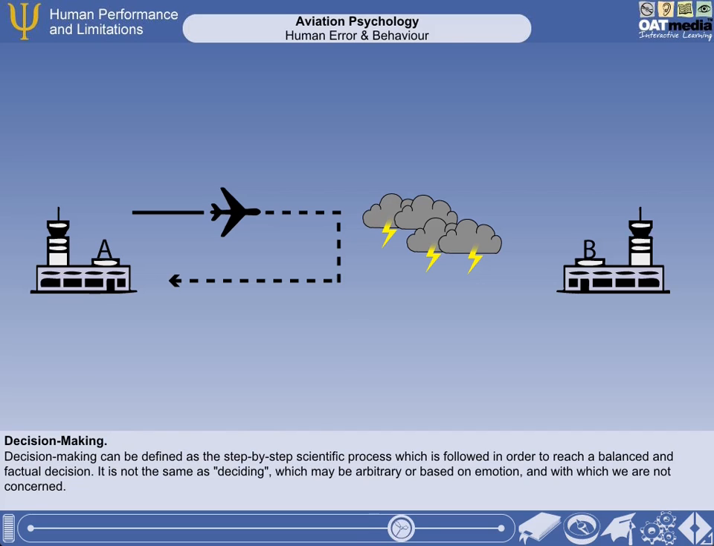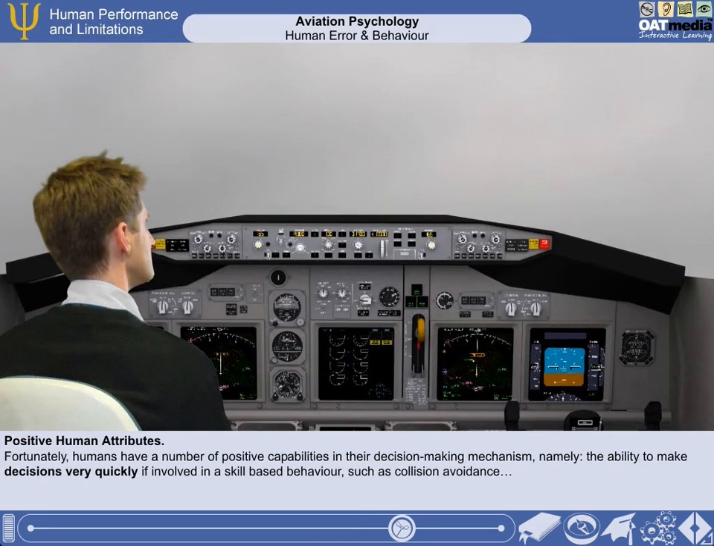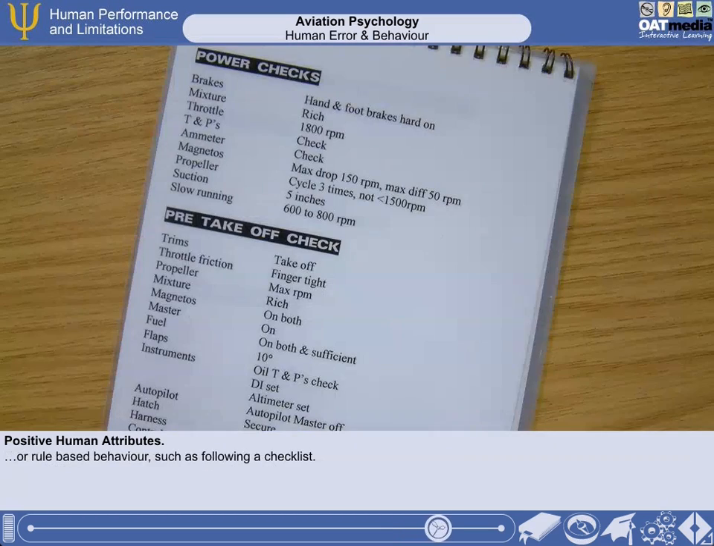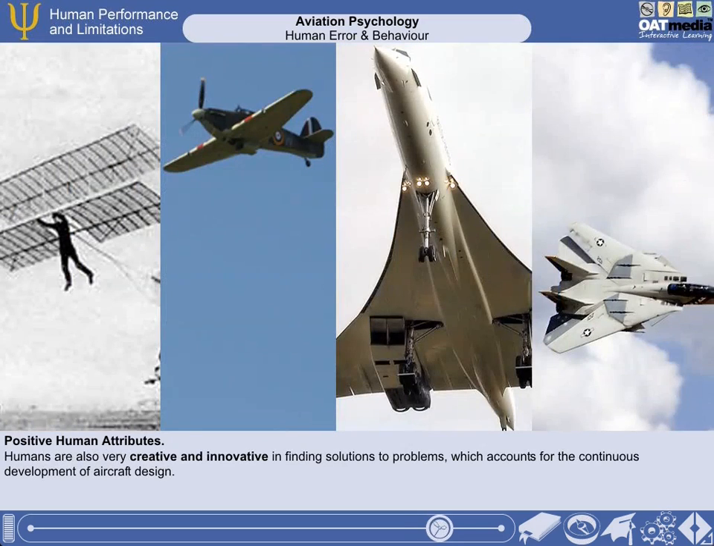Fortunately, humans have a number of positive capabilities in their decision-making mechanism. Namely, the ability to make decisions very quickly, if involved in a skill-based behaviour, such as collision avoidance, or rule-based behaviour, such as following a checklist. Humans are also very creative and innovative in finding solutions to problems, which accounts for the continuous development of aircraft design.